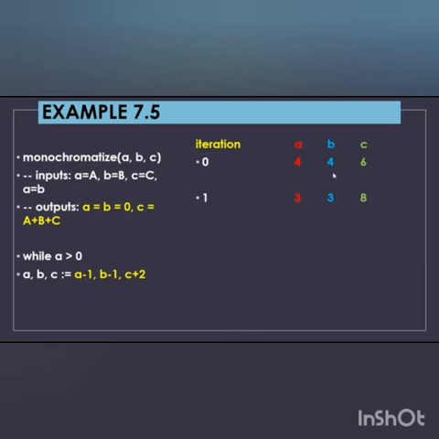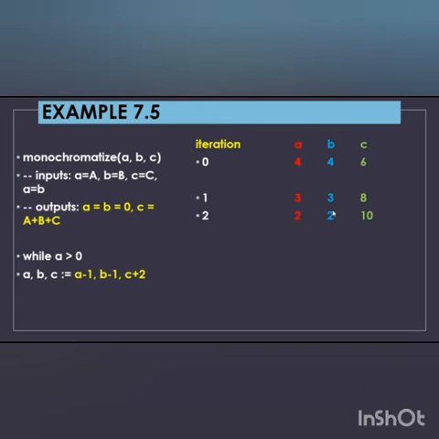Now A, B, C. The value of A and B will be decremented by 1 and C will be incremented by 2. So 3 minus 1 is 2. Again 3 minus 1 is 2 and the value of C is 8 now. So 8 plus 2 is 10. Again the condition is checked. So 2 is greater than 0. Yes, the condition is true.